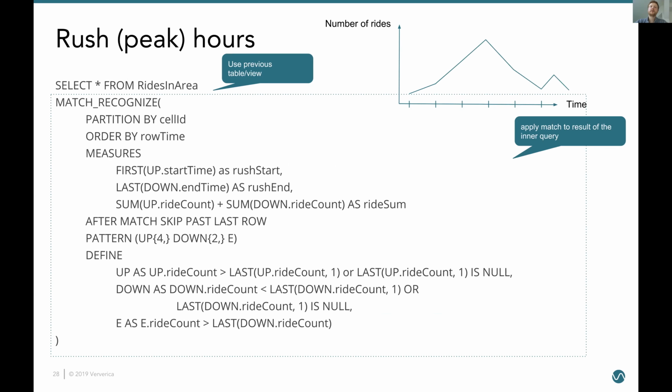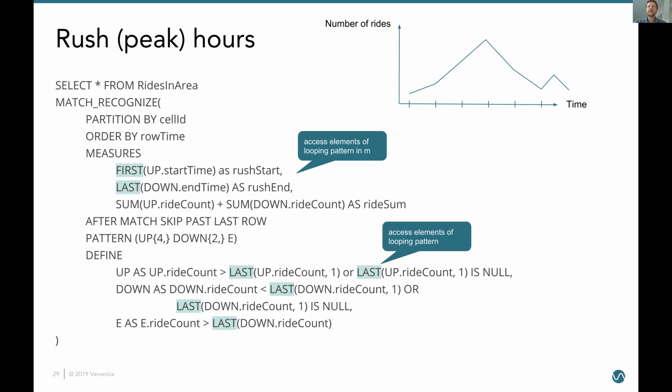As you may already notice, this query is much more complex. We changed the pattern so that now we are also using quantifiers. We say that the up pattern variable describes the rising part of our V shape. We expect at least four windows with an increasing number of passengers, and then we expect at least two windows with decreasing value.